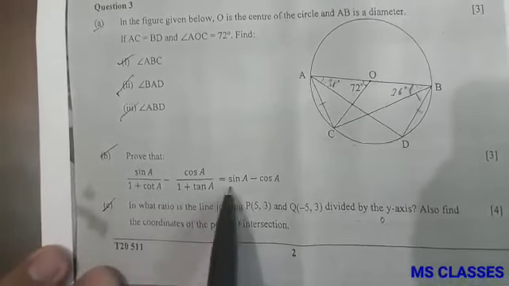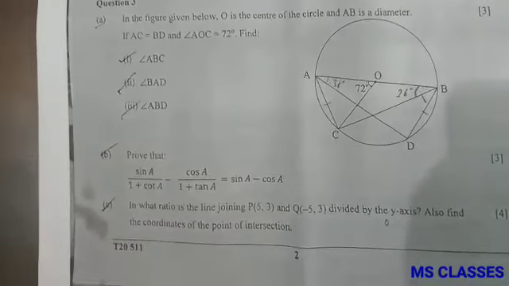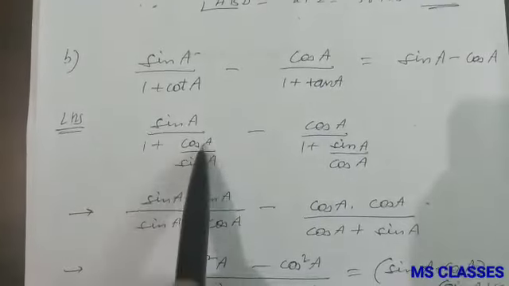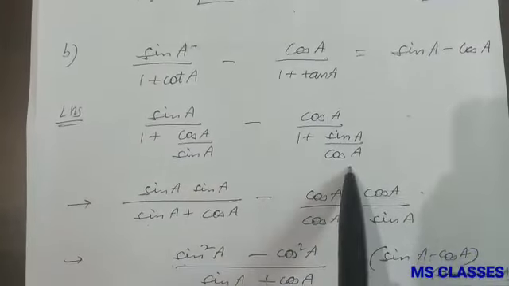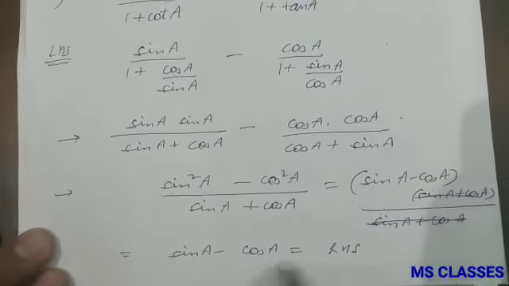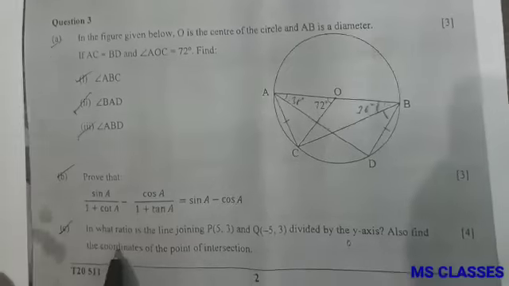Prove that this is equal to sin A minus cos A. So sin A upon cot A, we can write cos upon sin, and tan is sin upon cos. So after simplifying it, we get sin A minus cos A, which is our right hand side.